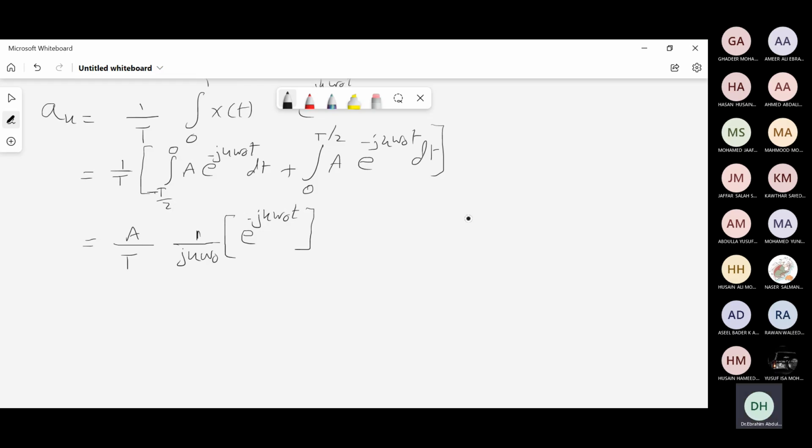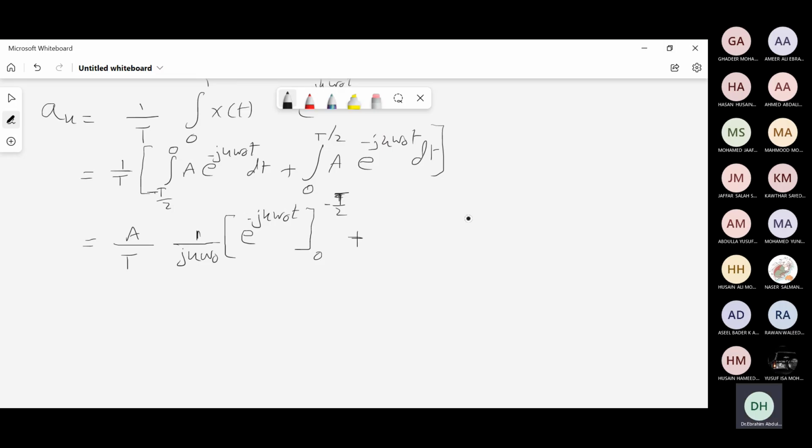So either put a minus here, from minus t over 2 to 0, or remove this minus and just change the limit. Then it becomes from 0 to t over 2. Same thing.